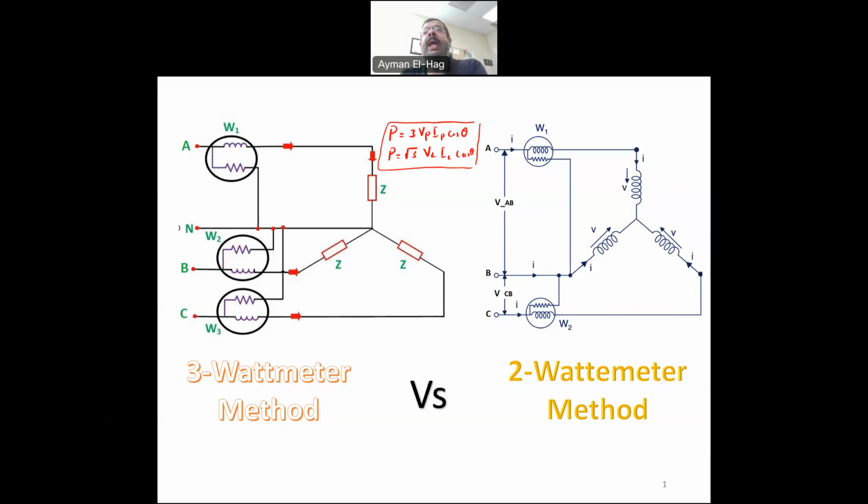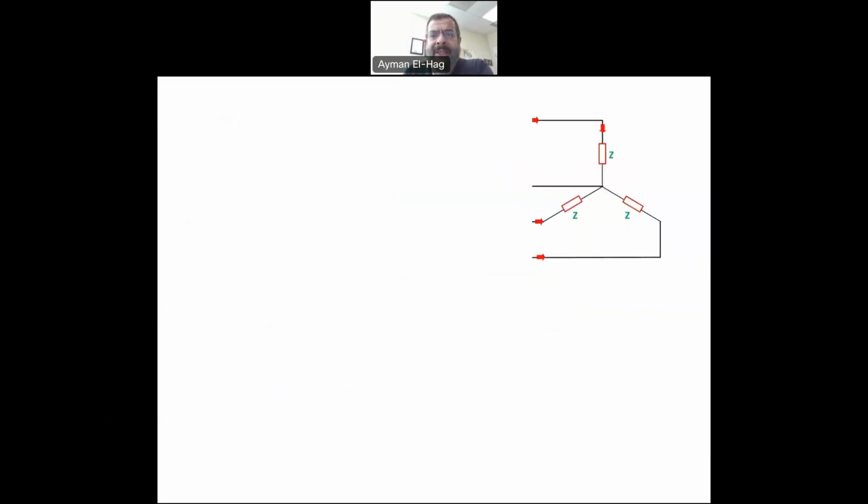The question is how we can measure this power in a three-phase system. Basically we have two main methods. One is called the 3 Wattmeter method, and the second one is called the 2 Wattmeter method. So let's see how we can connect the wattmeters and how we can relate these two formulas of power to the different connections. And then we'll do some simulations using the Automation Studio. So let's start with the 3 Wattmeter method.